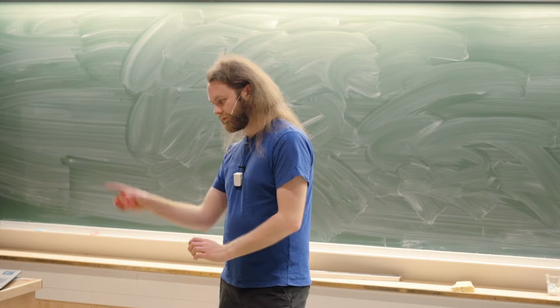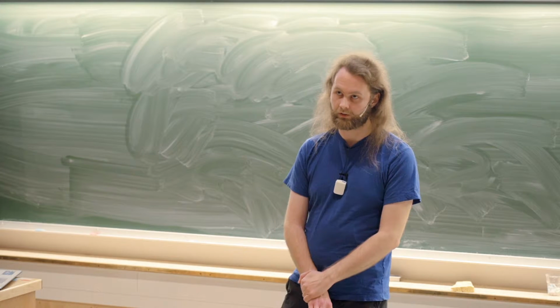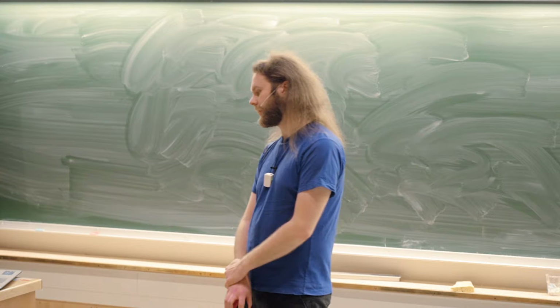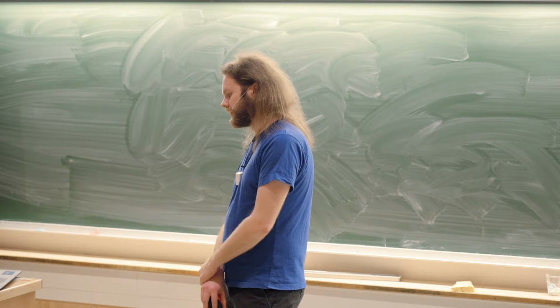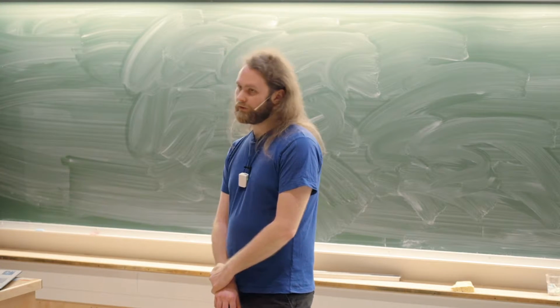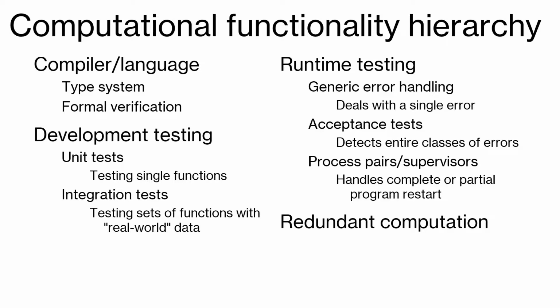So that's the topic for exercise 6. Not so much looking at the acceptance test part, but at least the process pair part. And then finally at the top, instead of saying that our computation is correct and we've detected as many errors as we could during development and all the errors we can during runtime, we're like, there's still things we haven't captured.